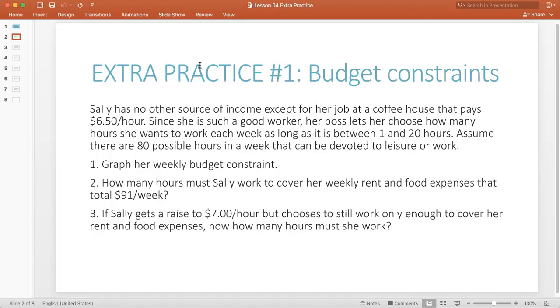So the most important thing to realize with budget constraints is your x-axis is going to be your total amount of hours, not just how much someone is working. So this x-axis, as we build it, is going to be 80 possible hours. And what I like to do, and what I've been taught, is to have a double x-axis, so it's easier to see which hours are leisure and which hours are work. So I'm going to start drawing it to make a little more sense.